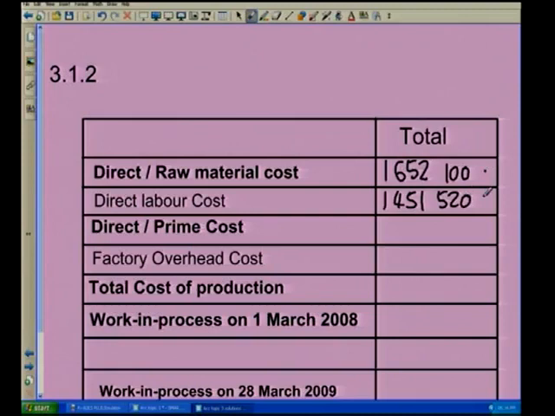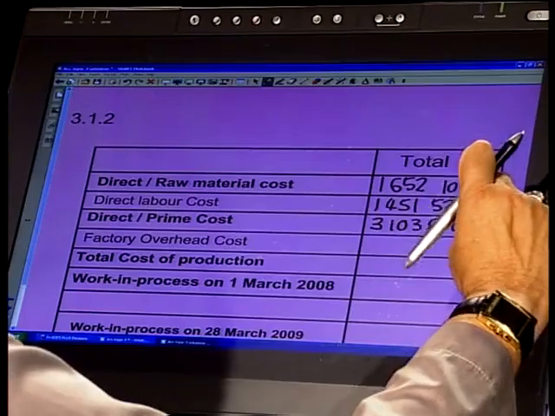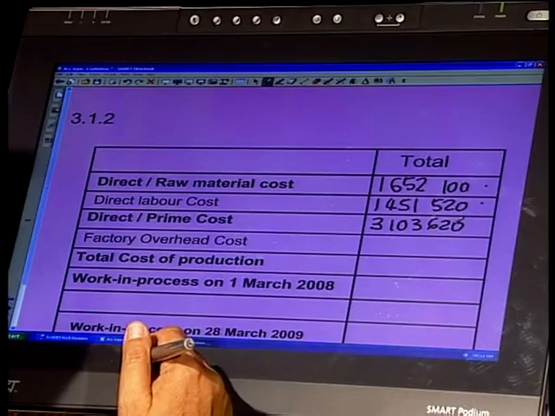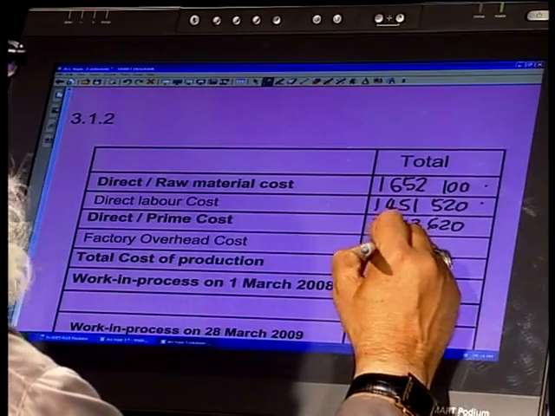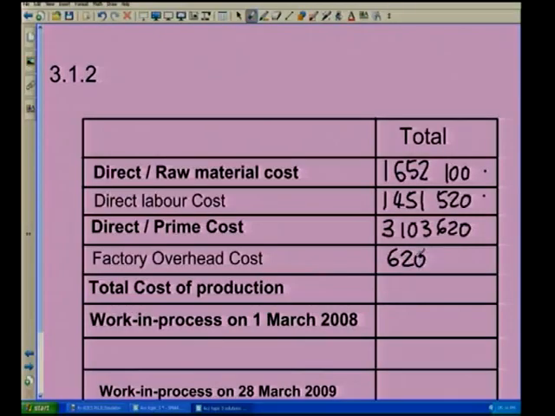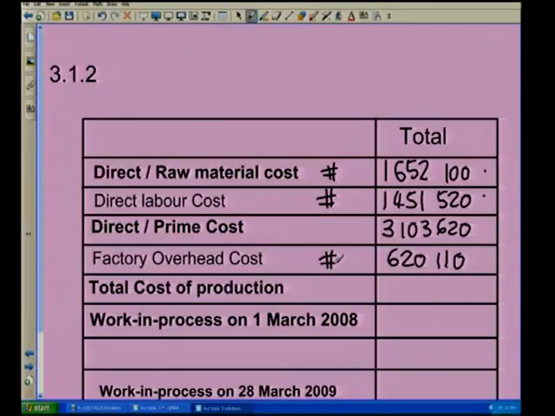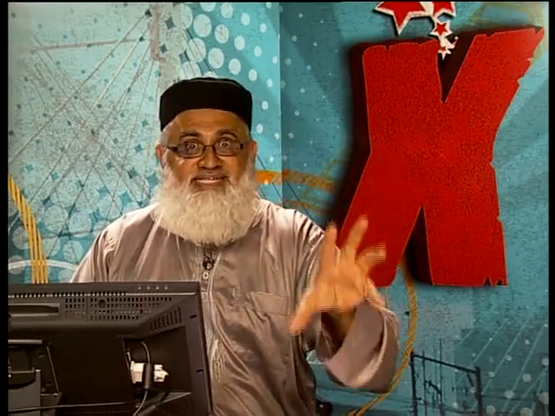1,451,520. Okay? What are we now going to do? We're going to add these two components: my direct material plus my direct labor to give me my prime cost of production, which is 3,103,620. I added that plus that to give me that figure. Did I calculate my factory overhead cost? Certainly I did. And I know what that was: 620,110. Okay? Same principle applies.